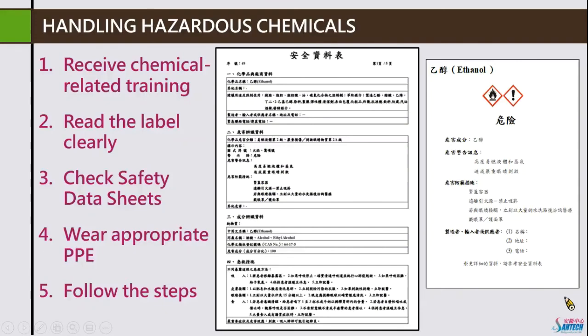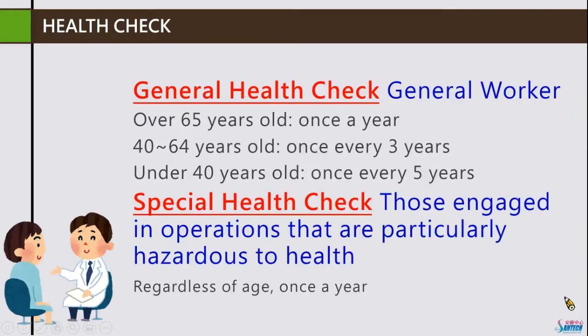Handling hazardous chemicals. First, you must receive chemical-related training. Second, read the label clearly. Third, check safety data sheet. Four, wear appropriate personal protective equipment. Five, follow the steps. For the health check, for general workers, you should undergo general health check.